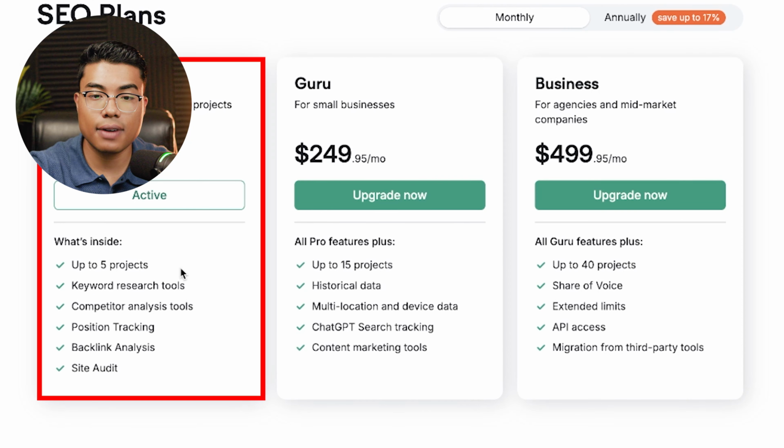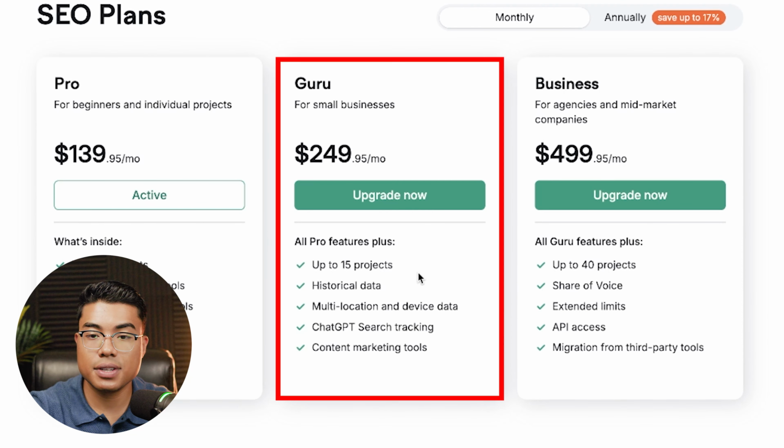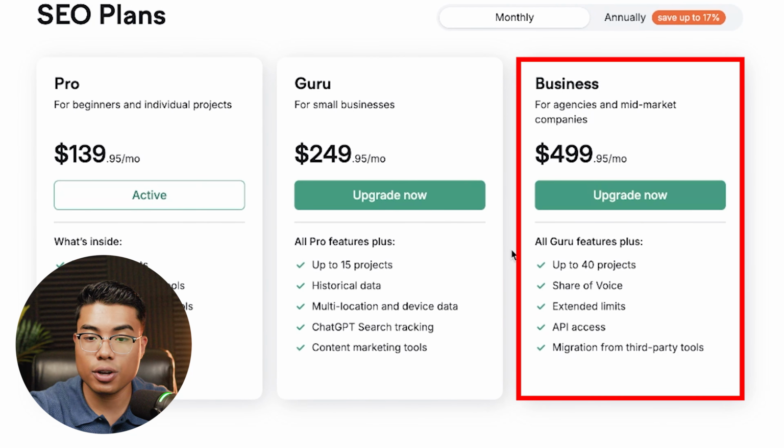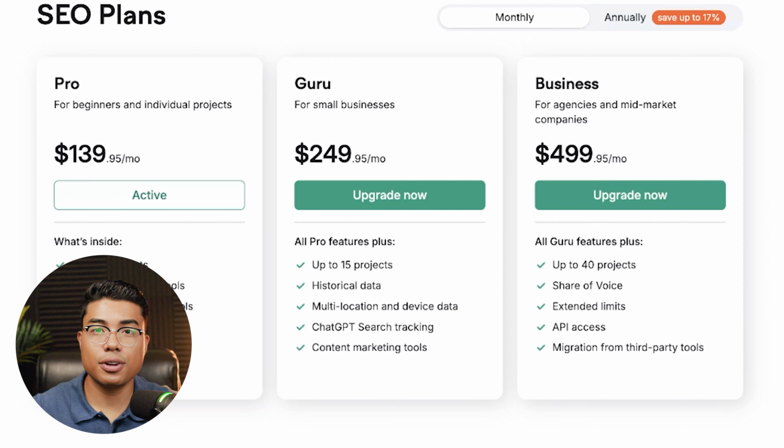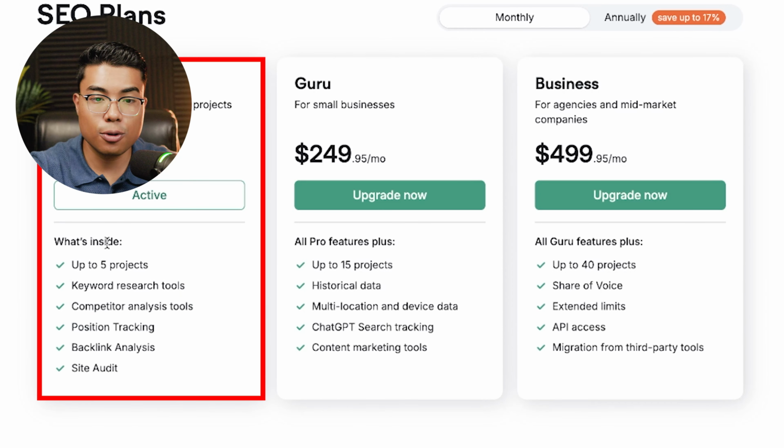But yeah, this is everything included in each of the plans. In the Pro, you get up to 5 projects. In Guru, you get up to 15. And in Business, you get up to 40 projects. But yeah, this is everything that's included. Honestly, you really just need the Pro plan. It comes with 5 projects, keyword research tools, competitor analysis tools, position tracking, backlink analysis, and site audit.